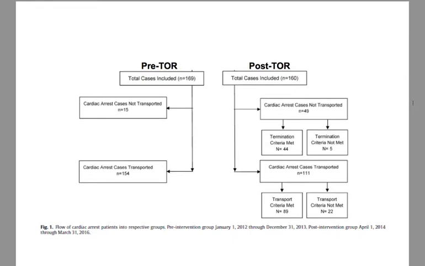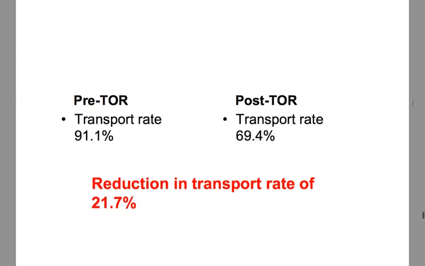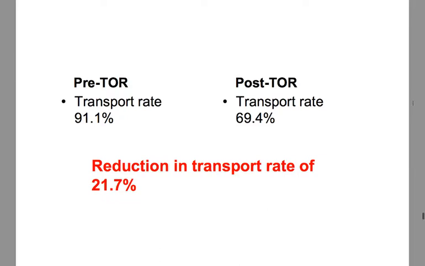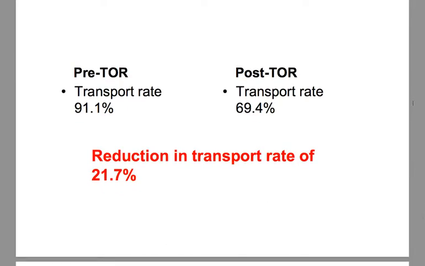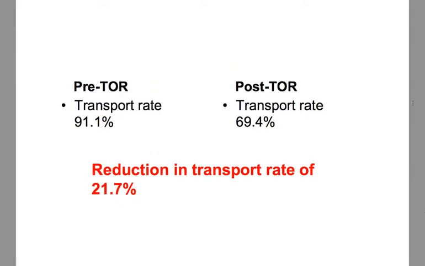So before, we transported almost everybody. Then we implemented the protocol, and we had 2 years on each side. And both groups, the characteristics were similar. No difference between the groups. In the pre-group, we transported about 91% of patients. And in the post-protocol group, we got it down to about 70%. So we had about a 22% reduction in the transport rate.